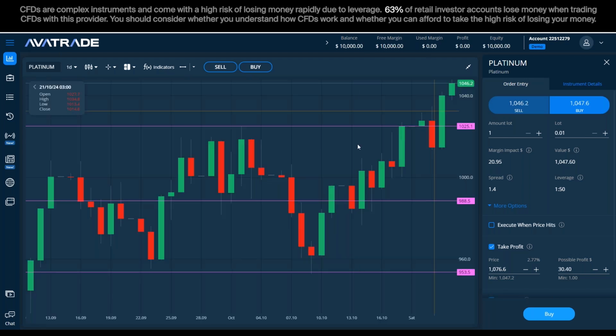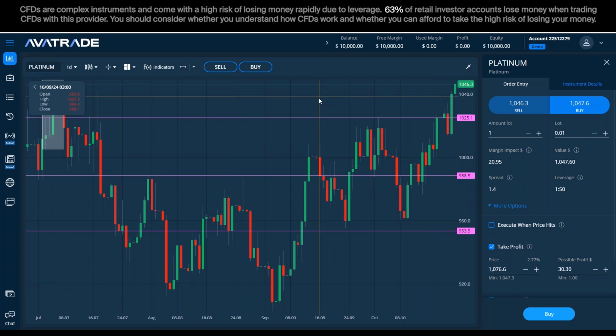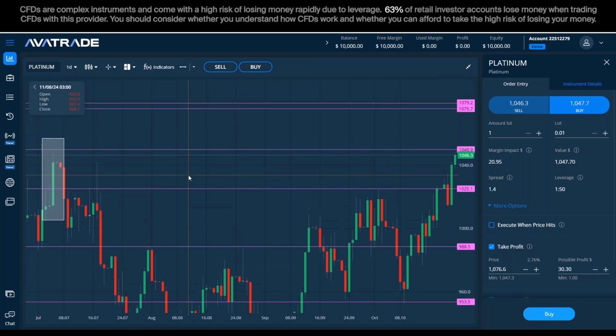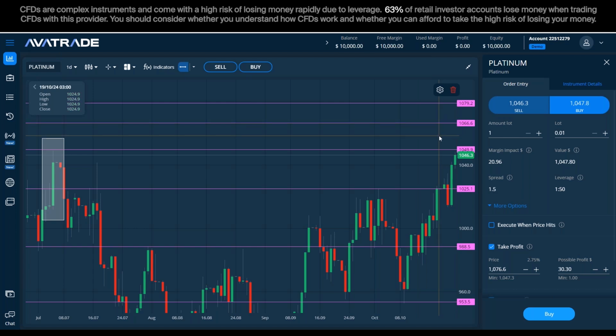Let's assume that platinum still has another $20 higher to go, which is, as we said, 1046. $20 higher makes it 1066. And the next thing that I'm going to do is not to buy now. Not to buy now.